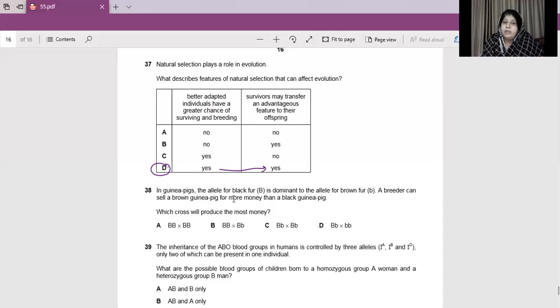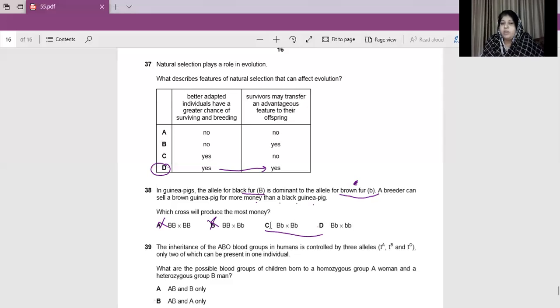Number 38: in guinea pigs, the allele for black fur, capital B, is dominant to the allele for brown fur, small b. A breeder sells a brown guinea pig for more money than a black guinea pig. It means he has to sell this one. Which cross will produce the most money? So for this one, this will provide only black fur, no need. This will provide only black fur, no need. So we have only these two.